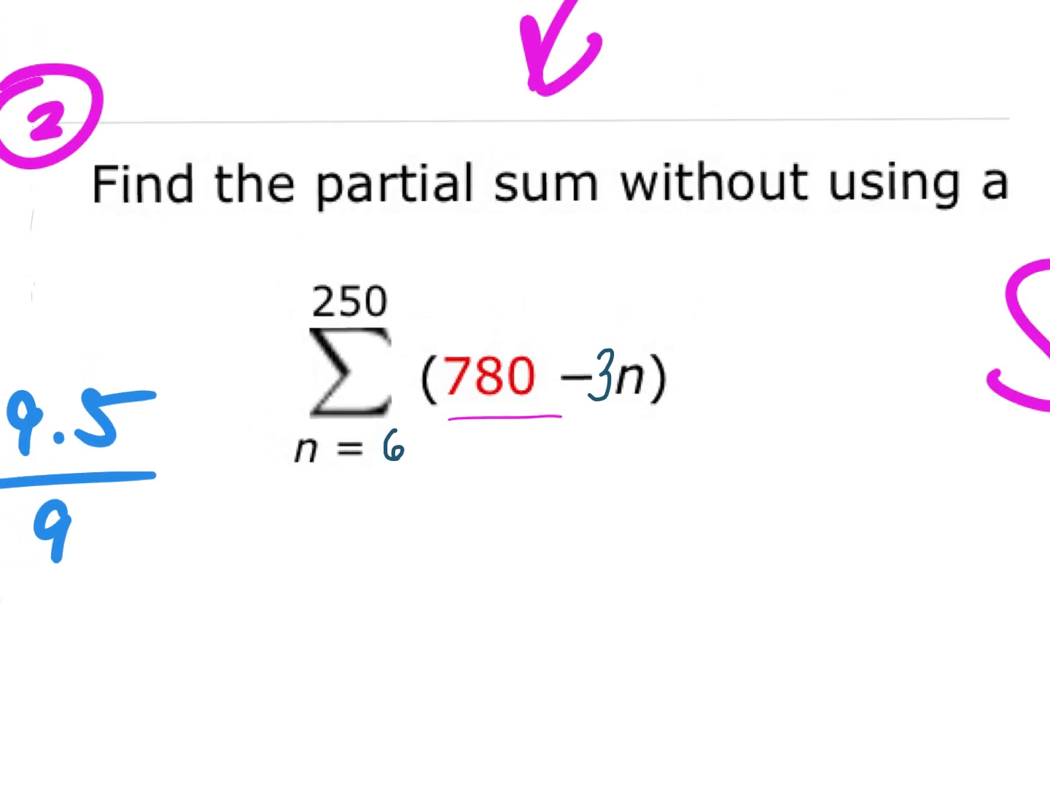What is this asking you to do? Evaluate this expression by starting with what number? And then going all the way up to what? And then adding every single one of them together, right? That would take you the entire class period to do one. So this is why you have to use the formula.